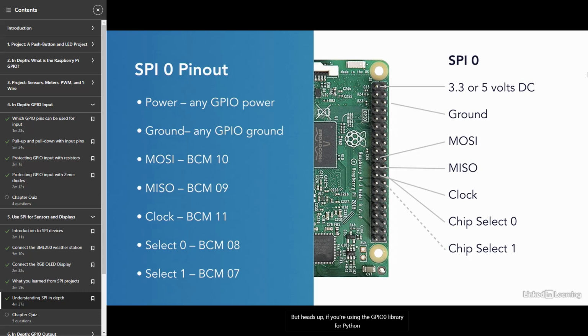But heads up, if you're using the GPIO 0 library for Python instead of the rpi.gpio library we used in the OLED example, the GPIO 0 library implements SPI with the assumption of chip select on BCM 08 and BCM 07. The OLED display was also connected to SPI 0, sharing MOSI and MISO with the BME280. However, the OLED display was connected to chip select 0 on BCM 8.